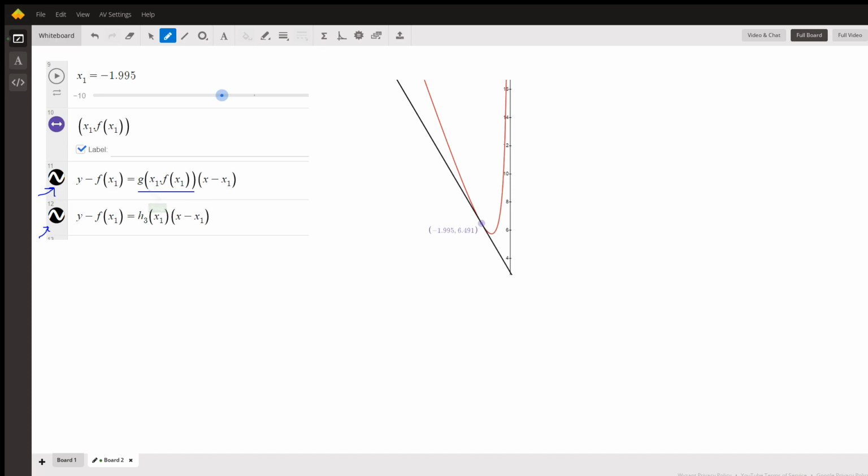the implicitly defined value of the derivative, g of x comma y, gives the same tangent line as using the explicitly defined derivative. And if you go to Desmos, which I'm going to provide the link to this graph, you can move this point around and you'll see that both of these tangent lines are always the same.